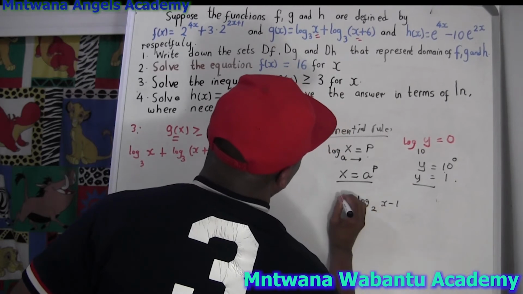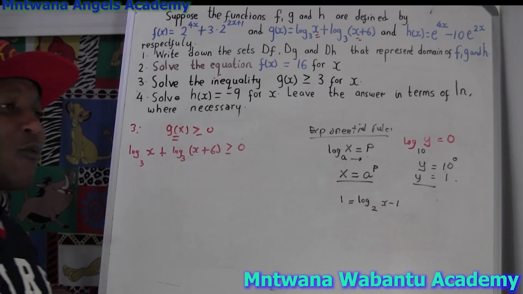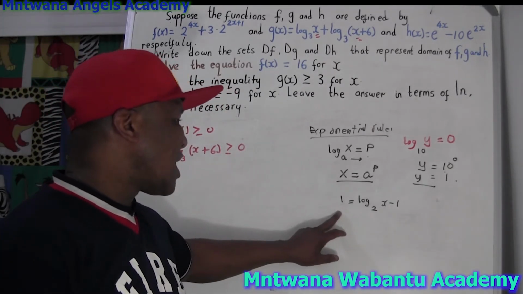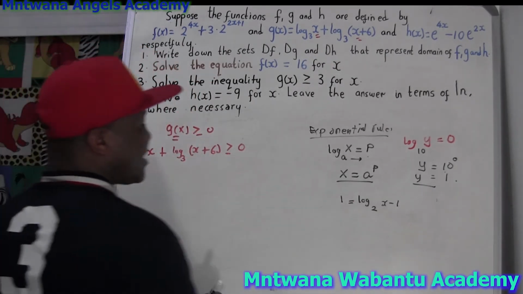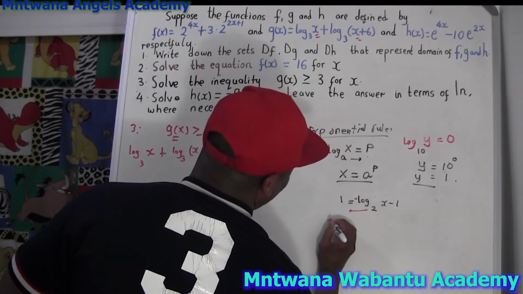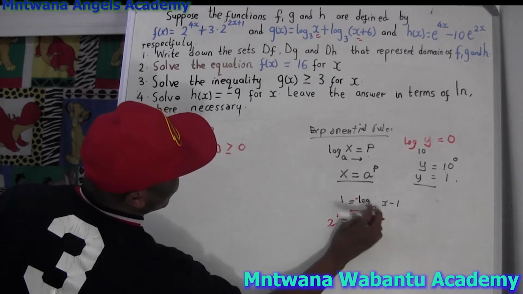log 2, let's say equal to 1. Can you apply the exponential rule? Yes, we can. How do you know? Because there's a log on one side. If there's a log on one side, I can push this one here. Look, there's a log on one side, so I'm going to push this one here. It's going to be 2, and this goes to the top as the power. So here I'm left with x minus 1, and the log disappears.